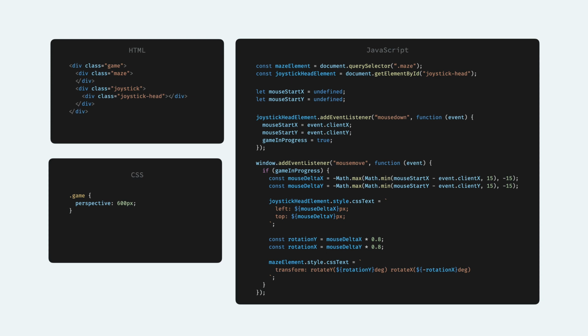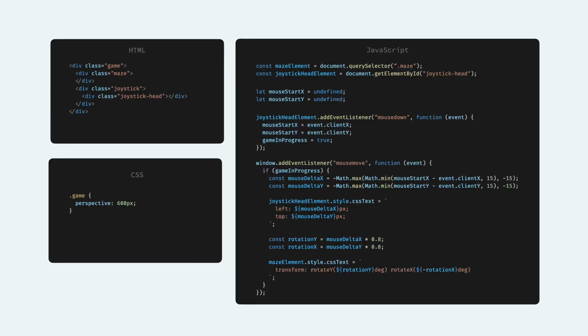Then we can turn this mouse movement into rotation values. We can make it 1-to-1 so that each pixel of mouse movement will result in 1 degree rotation of the maze. But we can also multiply the mouse movement value with a constant to make it quicker or slower. This constant here basically sets the sensitivity of the joystick.